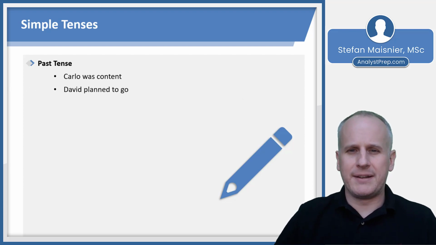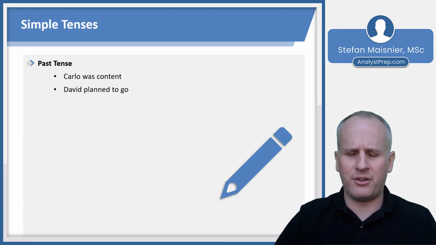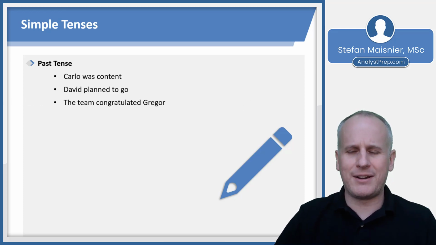David planned to go. Again, simple past tense often uses ed formations. Again, not guaranteed because English has a lot of exceptions, but the exam, again, doesn't necessarily test irregular verbs all that frequently. And if it does, that often can be kind of a red herring to get you to focus on something that may be a little bit more abstract and obscure. And then the team congratulated Gregor. Simple enough. Past, done, finished.